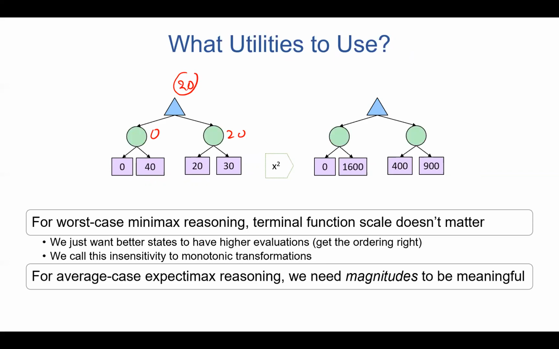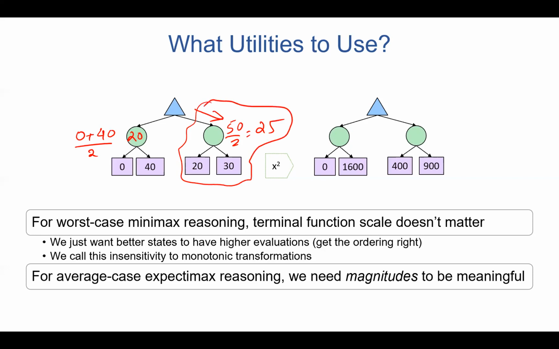Now suppose it was Expectimax. What happens now? Remember what utilities to use. Here, this is 0 plus 40 by 2, which is 20, right? This is 50 by 2, 25. So that means the maximizing agent will prefer this, right? But now suppose that the utility function was x with these values 0, 40, 20, 30.